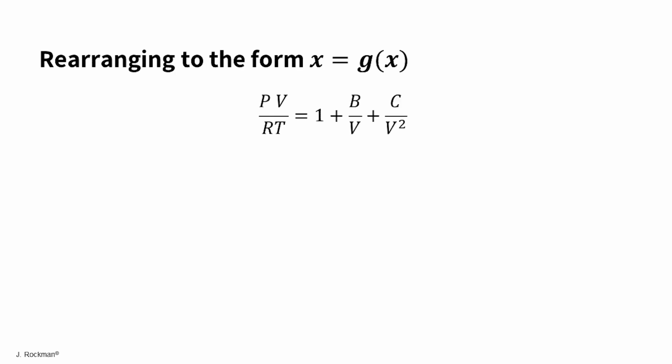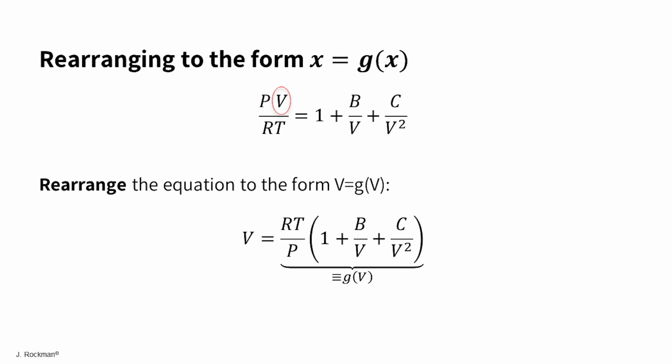The first step we do is to isolate the variable we want to solve by rearranging the equation into the form x equals g of x. In this case, I've isolated V from the left-hand side of the original equation. V equals RT over P times brackets 1 plus B over V plus C over V squared. And the right-hand side of the expression is what I refer to as g of V. So now I have a way to update the value of V via the expression g of V.